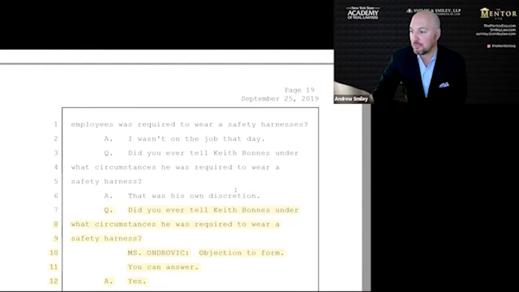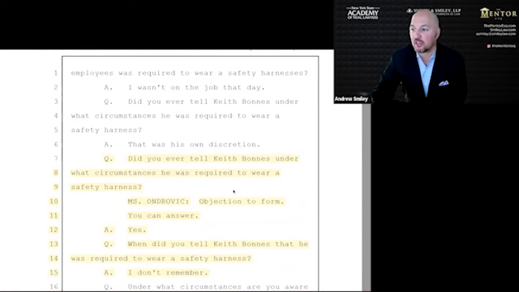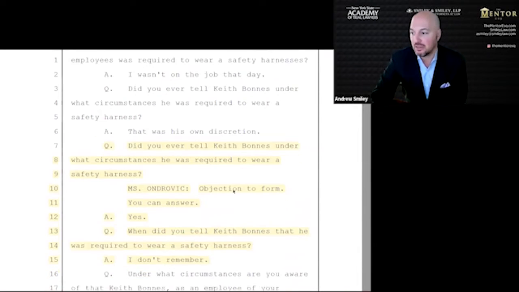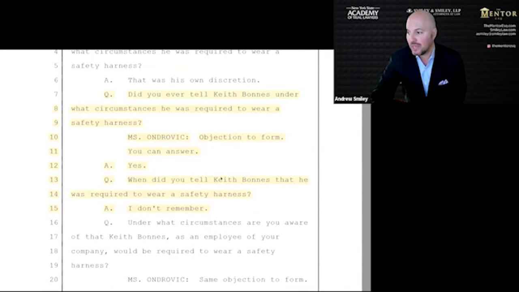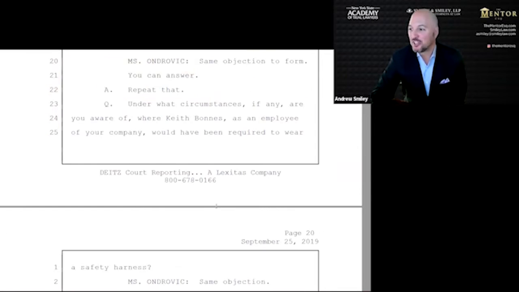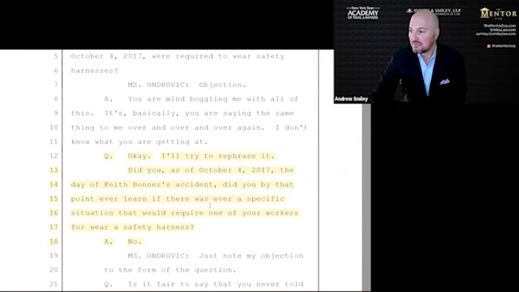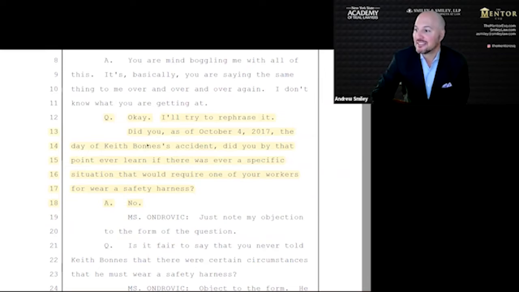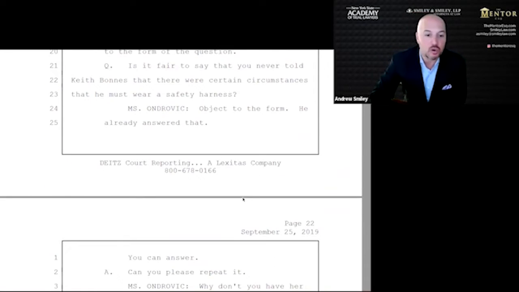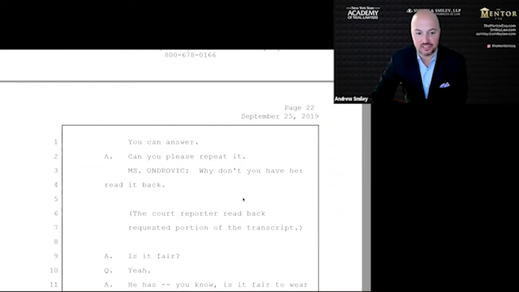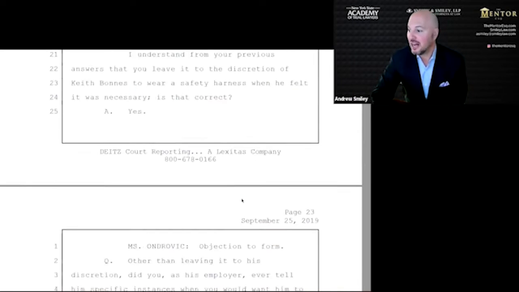So we get into it a little bit. And I said, did you ever tell Keith under what circumstances he was required to wear it? He says, yes. I said, okay, when did you tell him he's supposed to wear it? I don't remember. Okay. Under what circumstances? He doesn't know. So I continue on. And I say, did you learn if there was ever a specific situation that would require your workers to wear a safety harness? Answer, no. He doesn't even know when they're supposed to wear a safety harness, okay? And then I get to this.